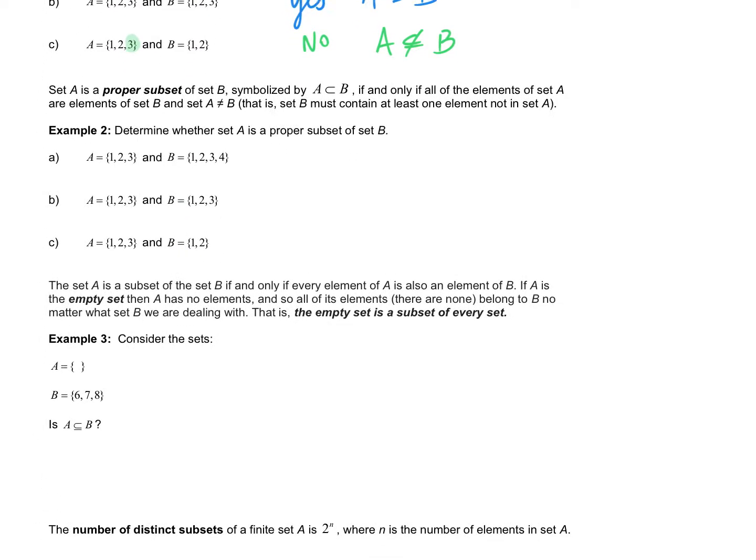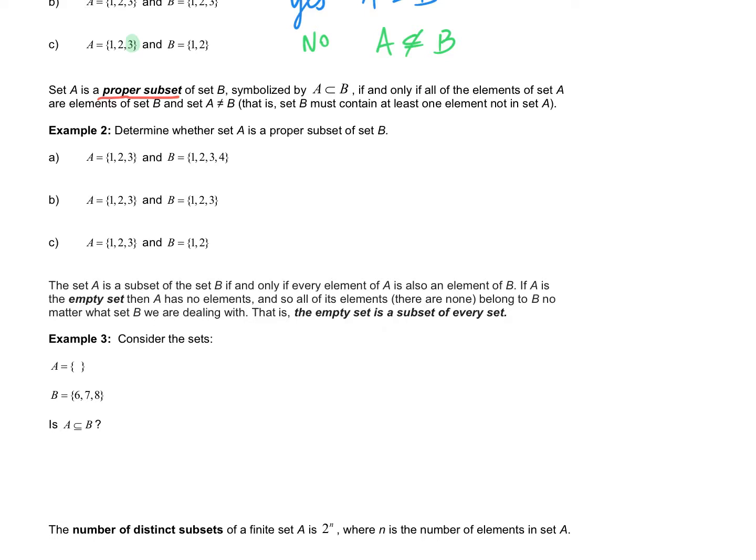Okay, now we talk about proper subsets. A is a proper subset, and this is symbolized by a C without the line underneath. Okay, so it's this kind of stretched out C without a line underneath. If and only if all the elements of set A are elements of set B, which is kind of the same definition of the subset, but the set A is not equal to the set B.